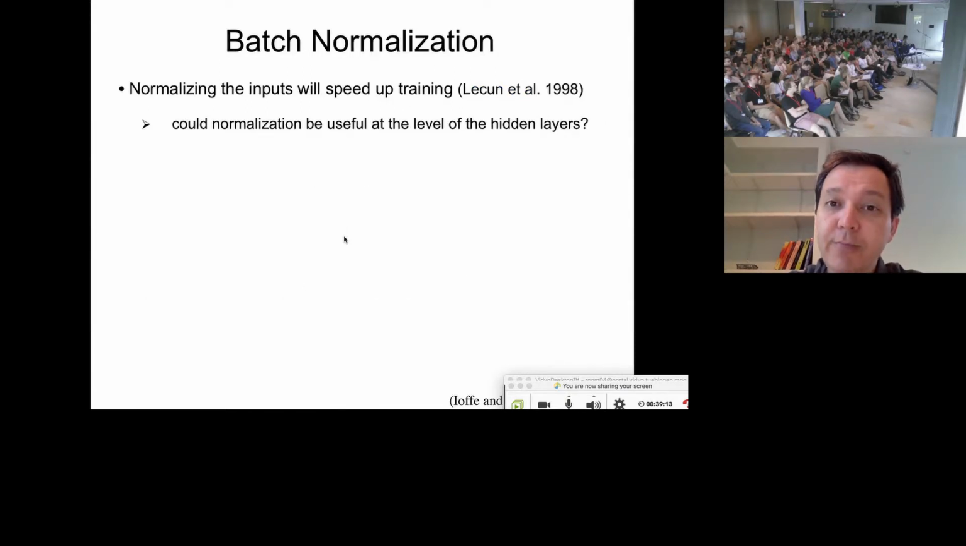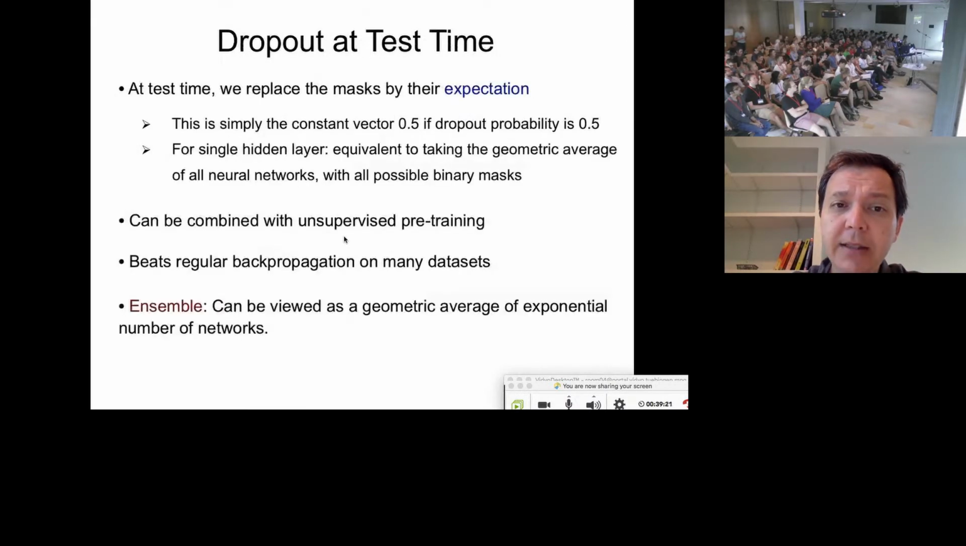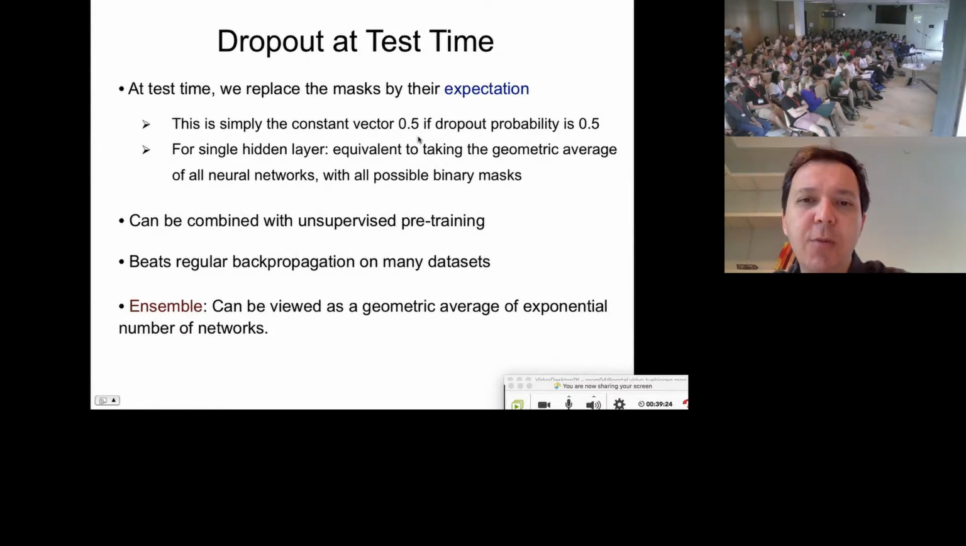Let me jump now to batch normalization. That's another technique. If you think about dropout, it's a regularizer. One thing I also want to point out is that you can use a dropout probability other than 0.5.